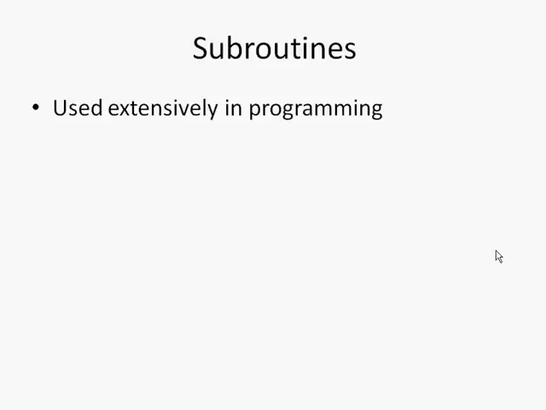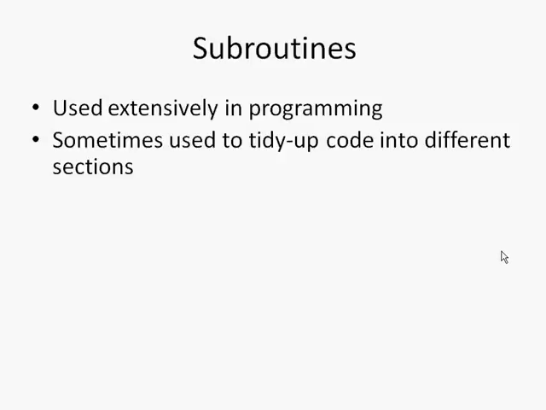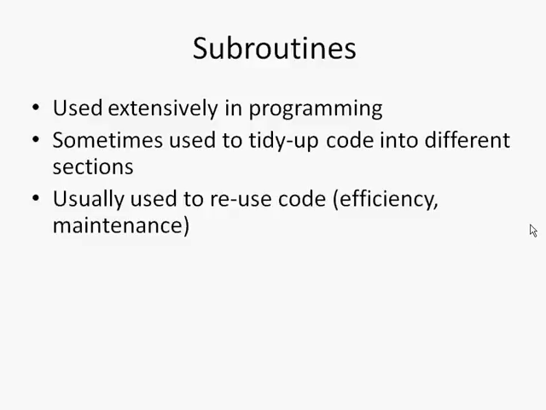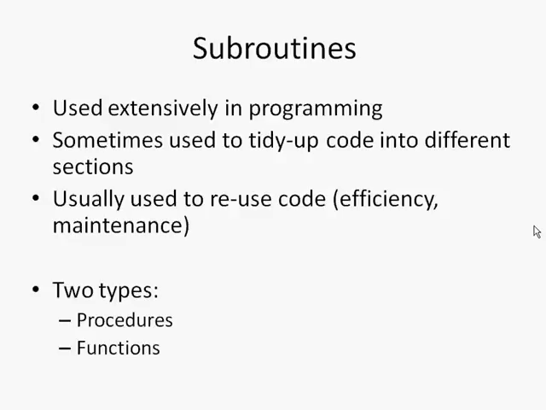So, subroutines. These are used everywhere in programming. They're sometimes used to tidy up code into different sections to keep things neat and tidy. But more often, they're used to reuse code to be efficient and to allow for the easy maintenance of code, and not to reinvent the wheel every time we want to do something. There are two types of subroutine: procedures and functions.